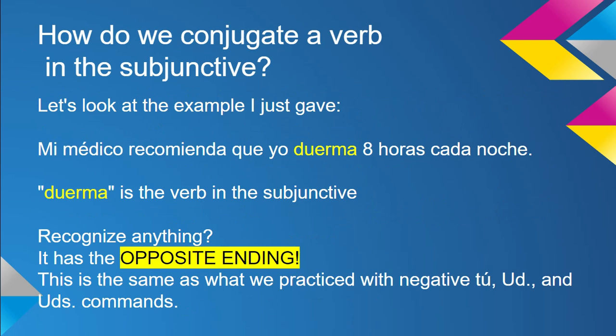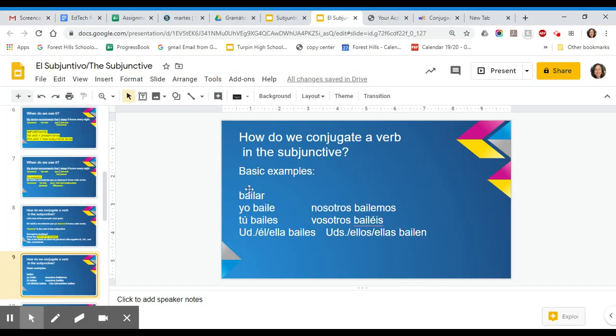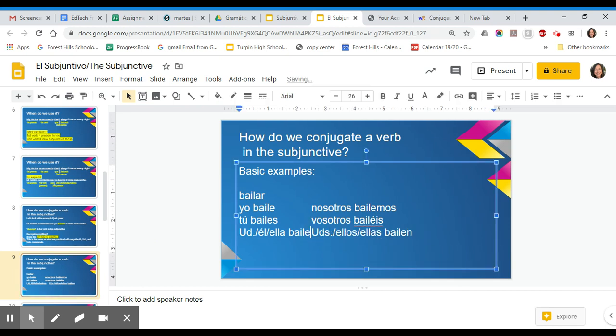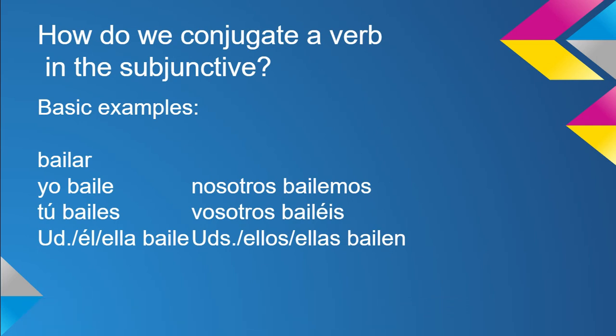Okay, so the example there is dormir. It's an IR verb, but it doesn't have an E or an O, it has an A. All right, so let's just look at some regular verbs, nothing funny. Bailar. Oh, I see a mistake. Hang on. I'm going to fix it as I'm recording this. See that? Uh-oh, I made a mistake. Okay, there we go. Fixed it. All right, so let's look at the conjugations of bailar. The yo form is baile. It's an AR verb. So remember, the AR opposite endings all start with an E. Baile, bailes, baile, bailemos, bailéis, bailen.